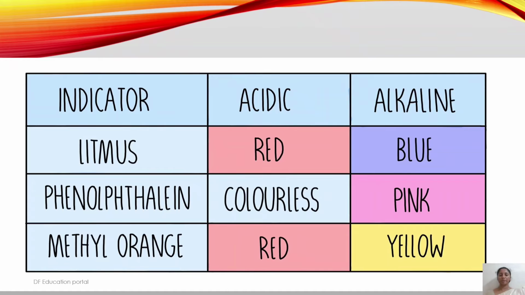Phenolphthalein shows pink color in basic or alkaline medium, and it is colorless in acidic medium. Methyl orange shows red color in acidic medium and yellow color in basic or alkaline medium. Okay, then we can get into the reaction of acids and bases.